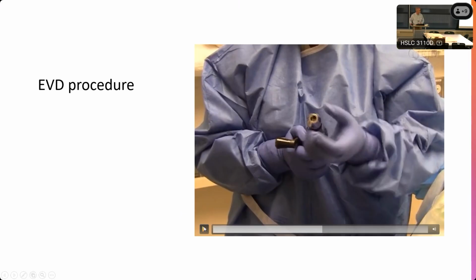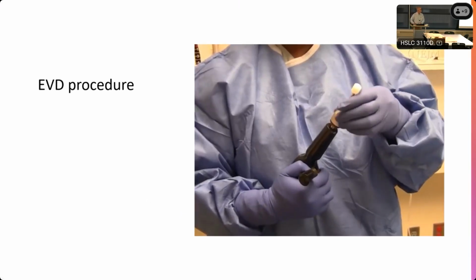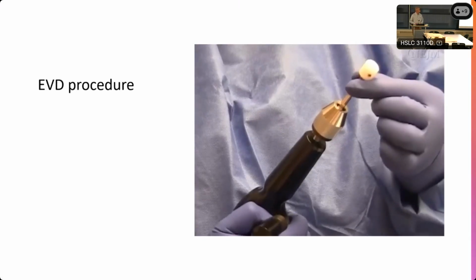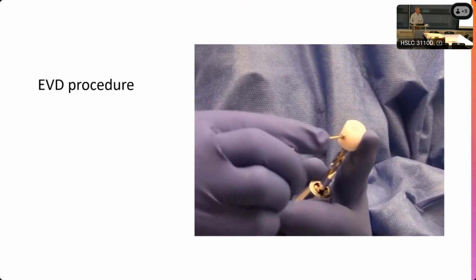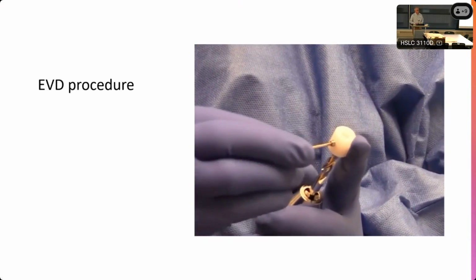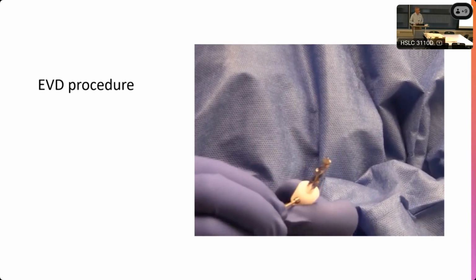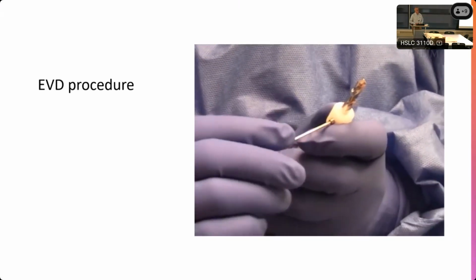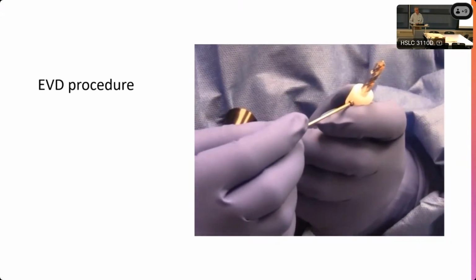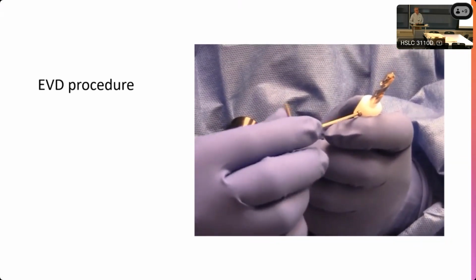Insert the bit into the chuck of the drill and rotate the chuck clockwise until the bit feels secure. If you choose to use a depth stop, use a hex wrench to loosen the depth stop of the twist drill. Set it at a depth of 20 millimeters and retighten the depth stop. The use of a depth stop is optional, and this video demonstrates drilling of the skull without a depth stop.